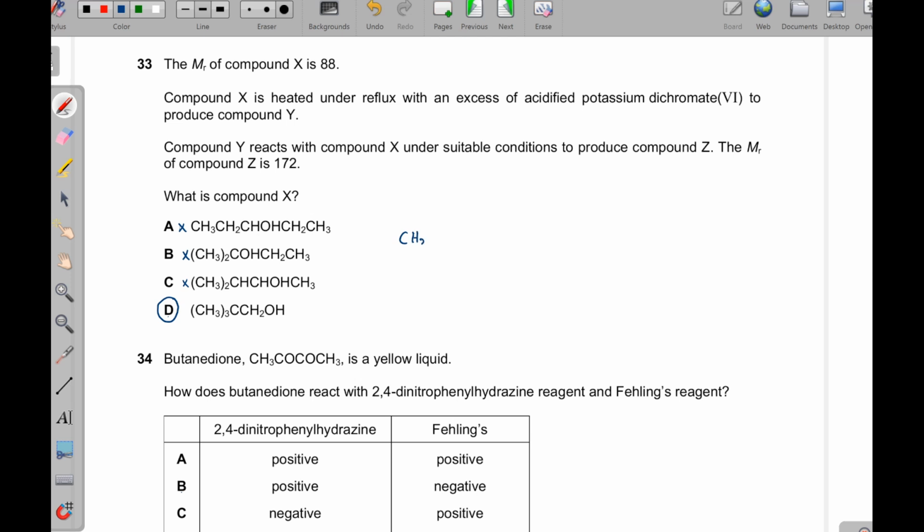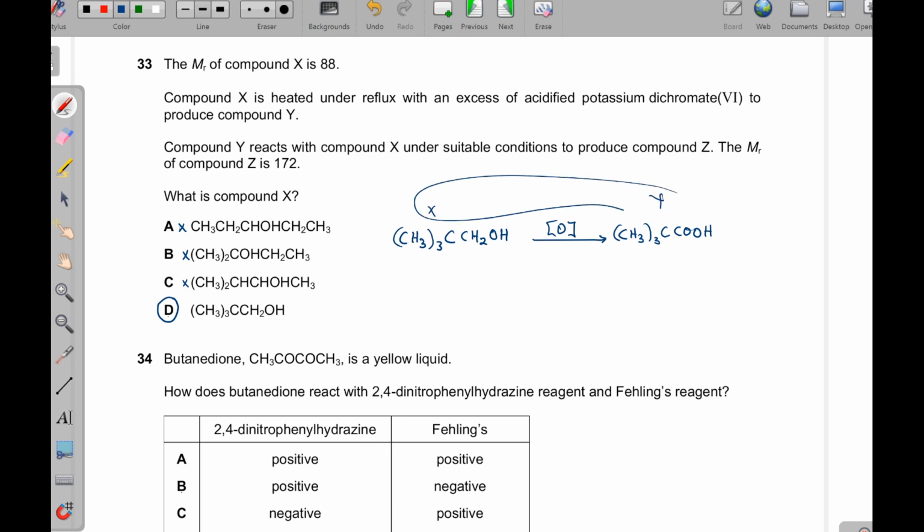You have CH3, you have C, there are three of them on this, and then CH2OH. Then this one, under oxidation, this is a primary alcohol, so excess acidified potassium dichromate is going to take it to carboxylic acid, because first you will get an aldehyde, and then further oxidation takes place, and then we have a carboxylic acid. Now this is your Y, this is your X.